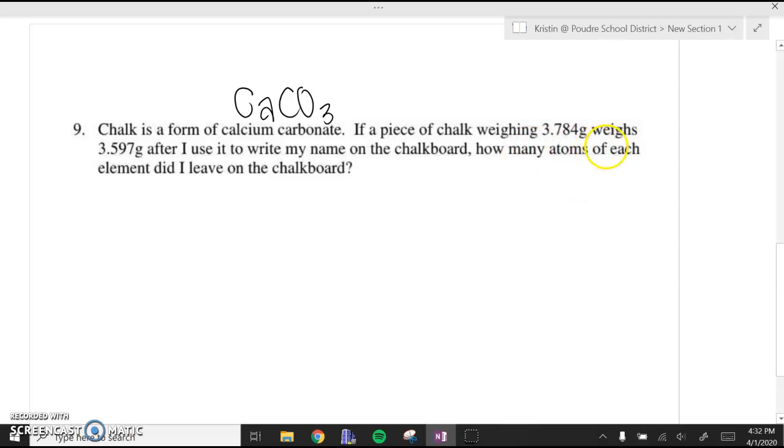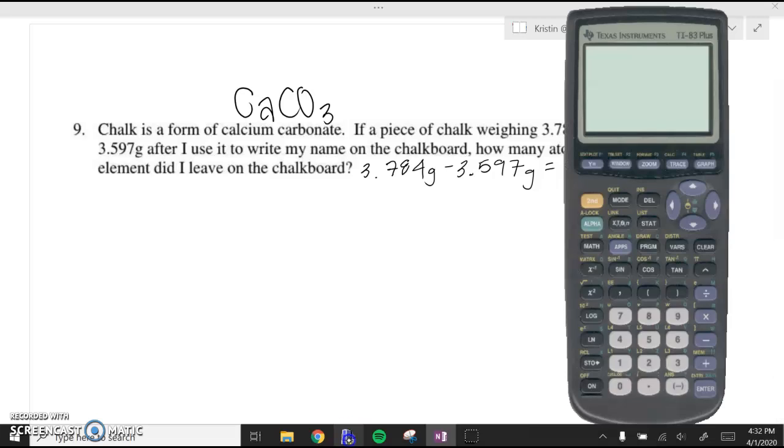Since we wrote on the chalkboard, the difference in the mass of the piece of chalk is presumably what's left on the chalkboard, so we can do the starting mass of the chalk, 3.784 grams, minus the mass of the chalk after we wrote with it, 3.597 grams, and that gives us 0 point something.